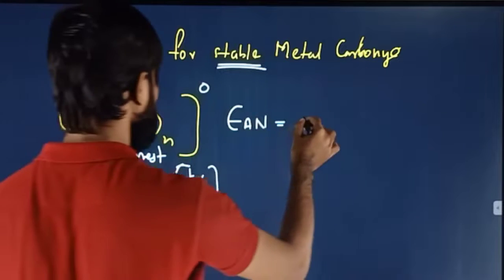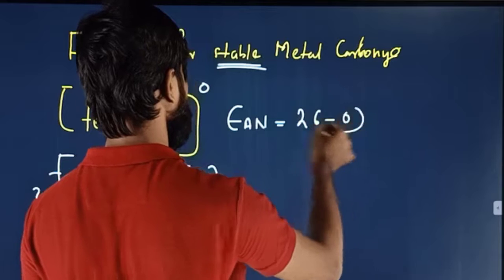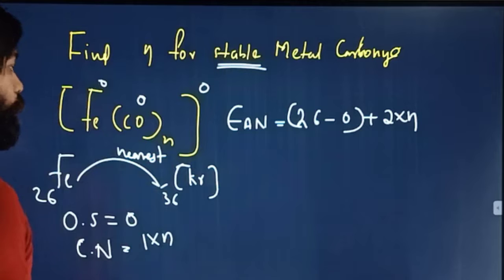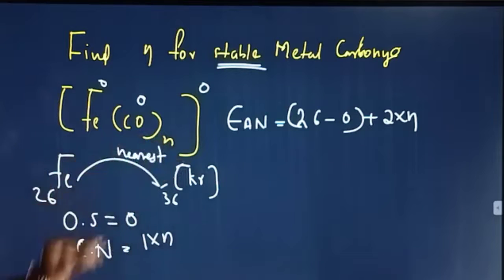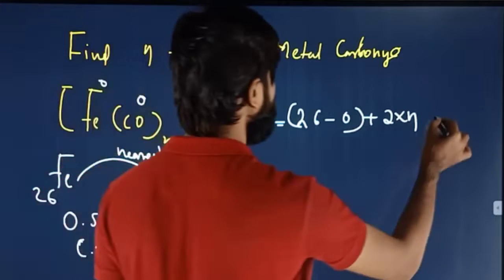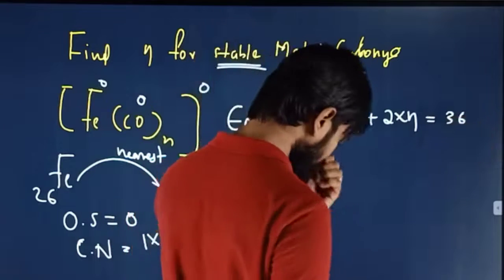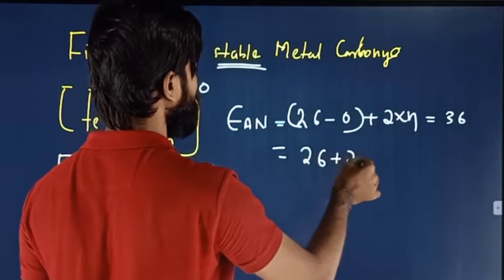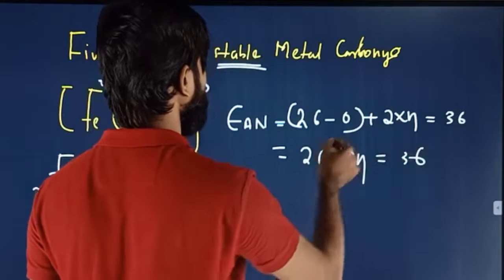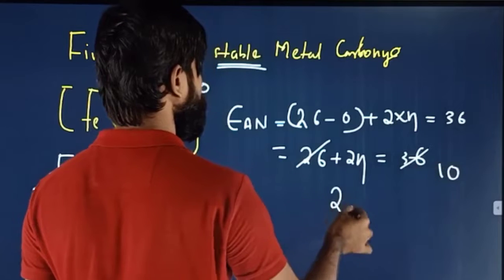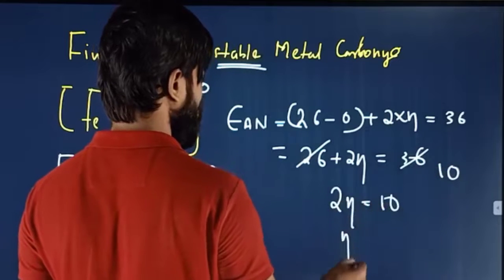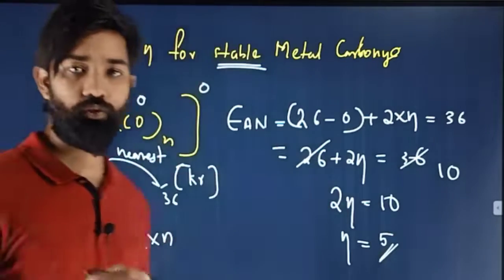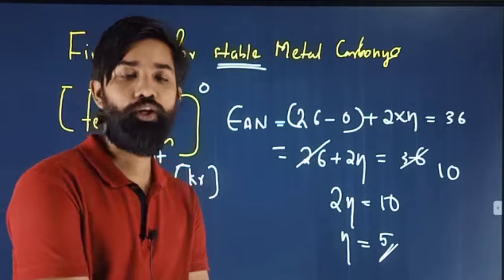We know EAN is atomic number minus the charge plus 2 times coordination number. For a stable molecule, this value will be equal to the nearest noble gas configuration. The nearest noble gas is krypton, so this EAN will be equal to 36. So 26 plus 2n is equal to 36. Cutting this, here will be 10. So 2n is equal to 10, which implies that n is equal to 5. So questions like this may also ask using the EAN rule. So that's all about the EAN rule.